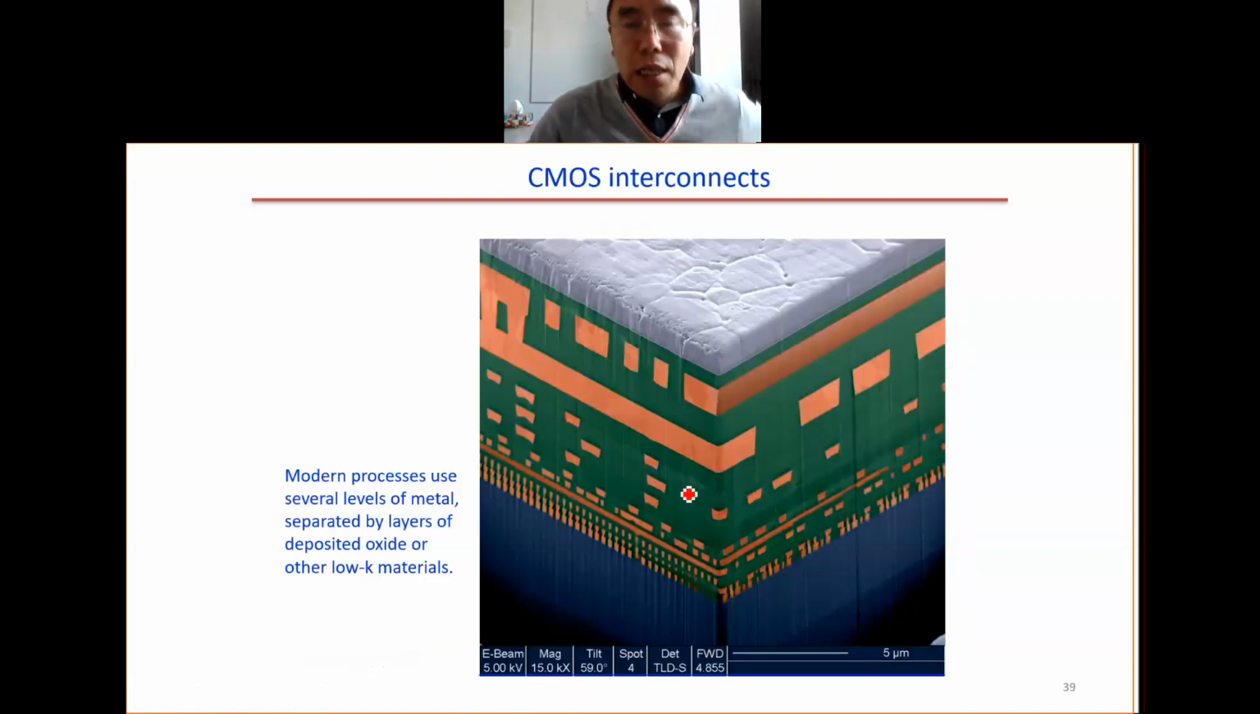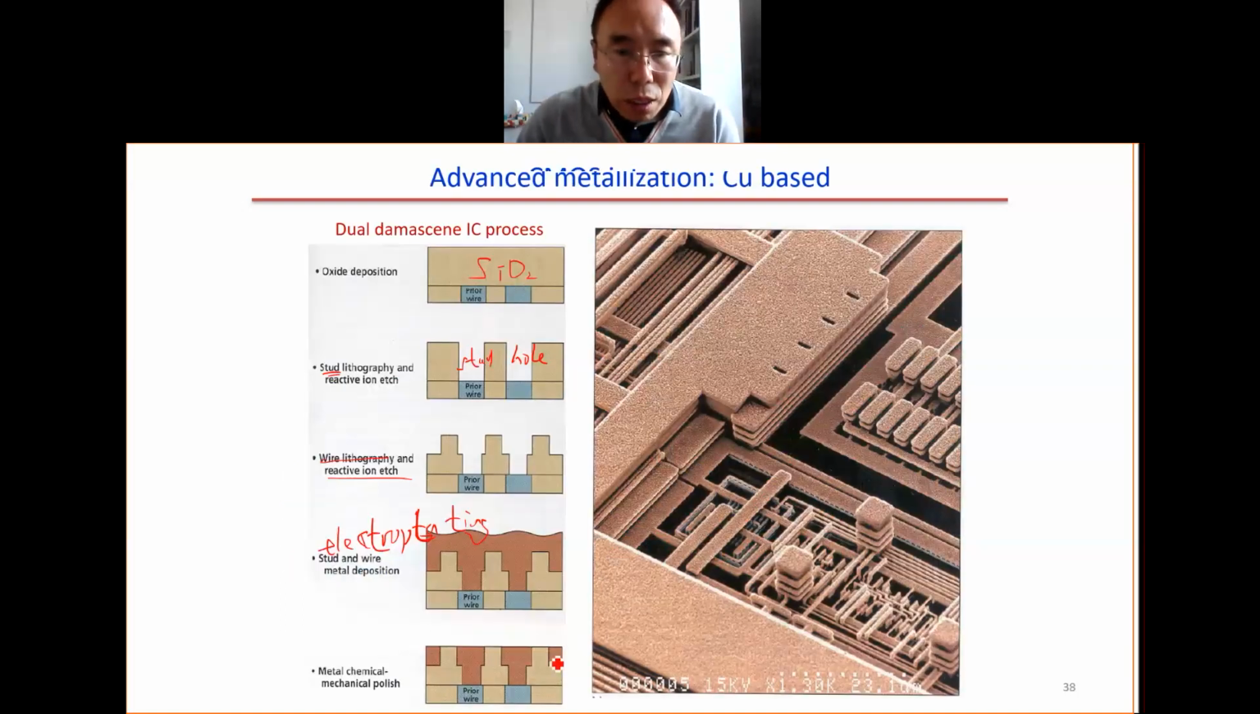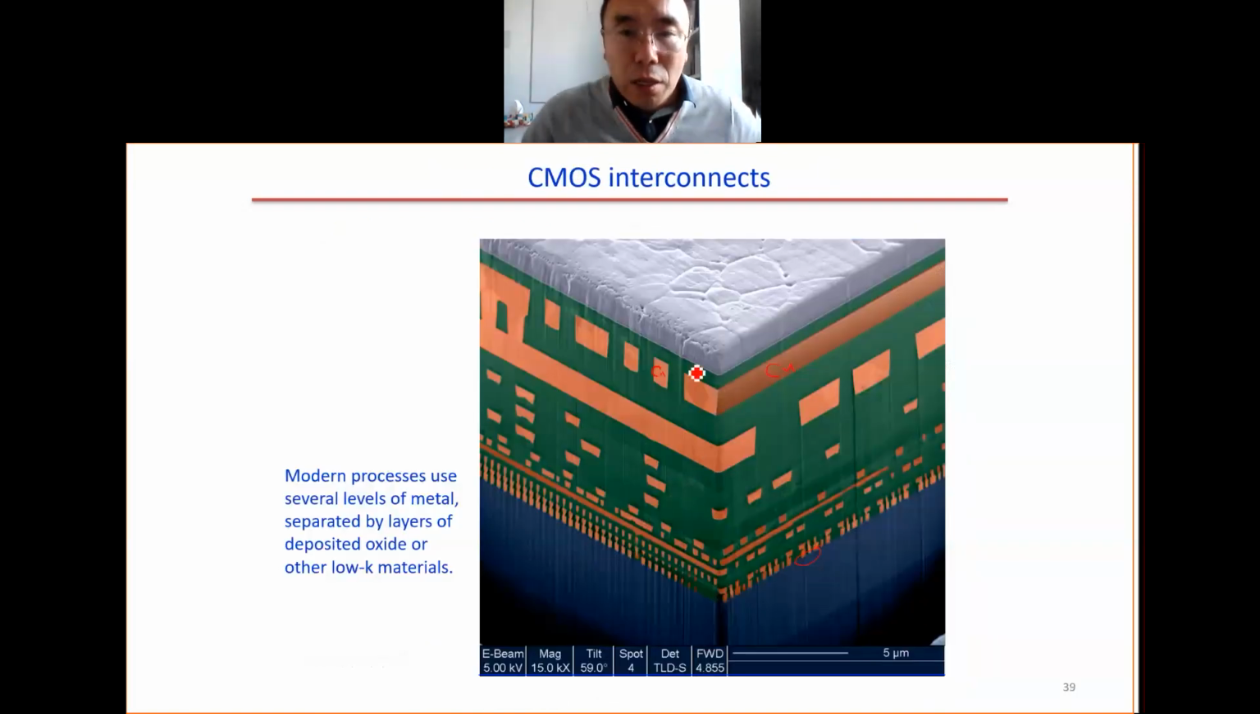You can see this is the cross-section of a CMOS interconnect. Below, this part here is the transistor. Then we have several layers of metals. If you remember, this one is copper. The slot and the wire are both copper, by electroplating. This cross section is produced by focused ion beam, to cut the cross section. We will talk about focused ion beam next term.